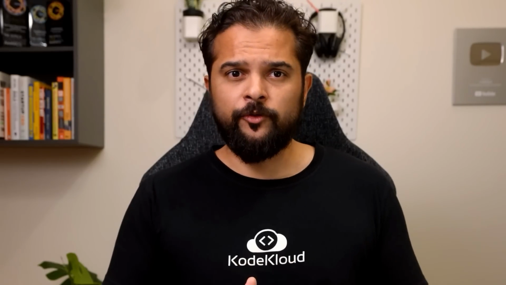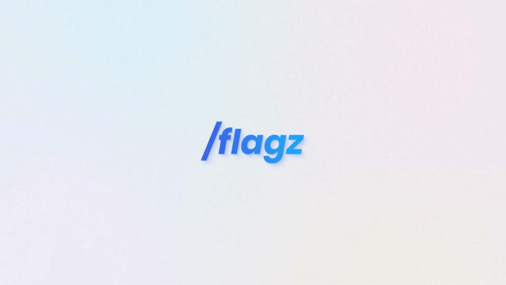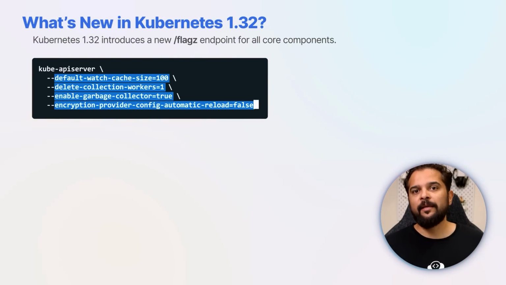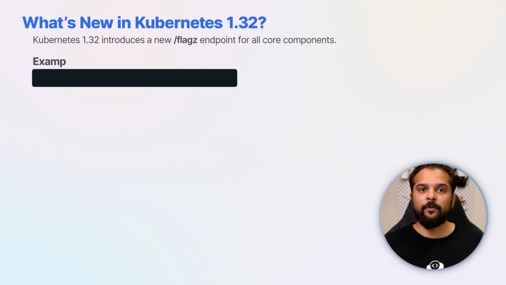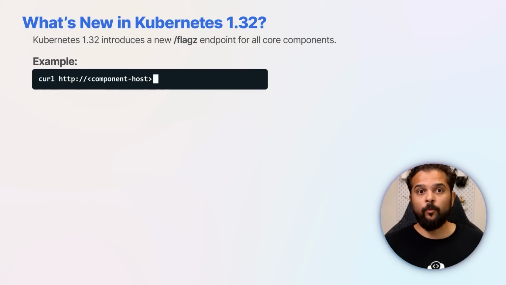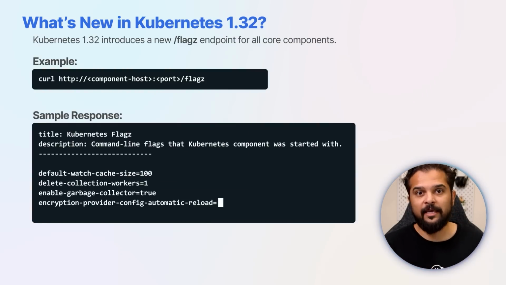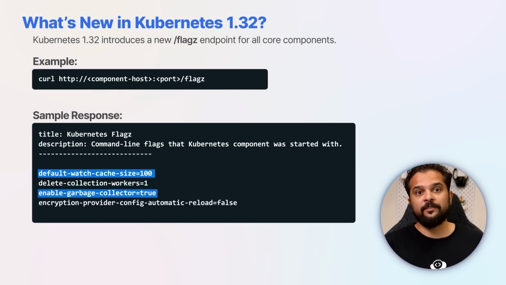Kubernetes 1.32 introduces a new Flagz endpoint for all core components. This endpoint allows administrators and developers to see the exact command line flags a component is running with in real time. For example, accessing the Flagz endpoint via a GET request returns the following. It lists values assigned to flags like default watch cache size, or if enable garbage collector is set to true.